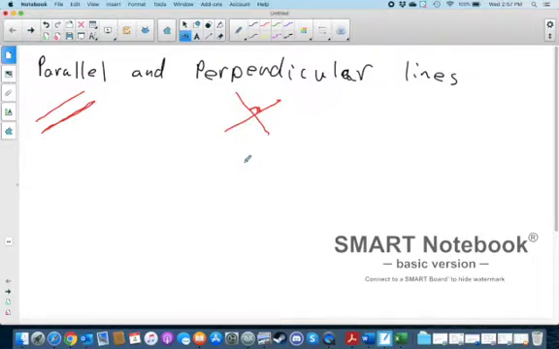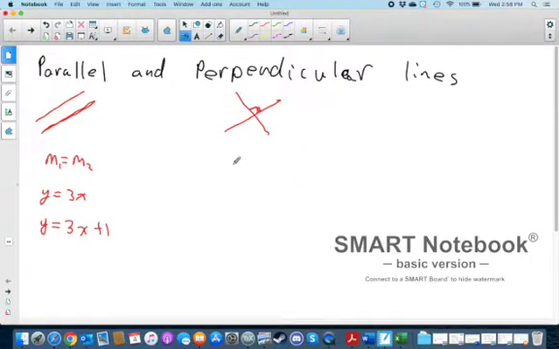Well, what does this mean in terms of algebra? Parallel, in terms of algebra, means that the slope of our first line and the slope of our second line are equal. So for example, y equals 3x and y equals 3x plus 1 are both parallel lines. They are parallel to each other because they both have a slope of 3.